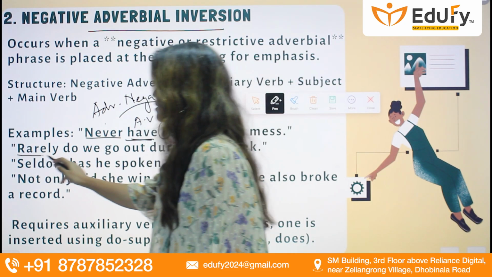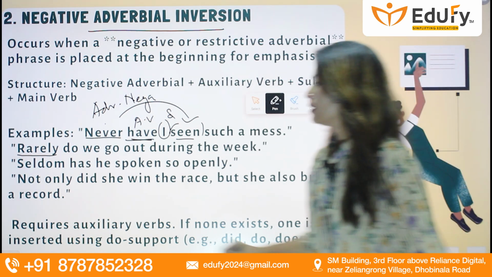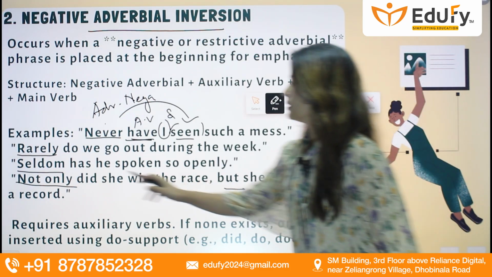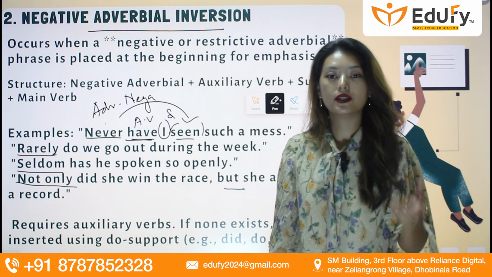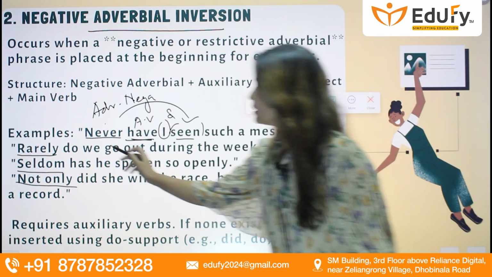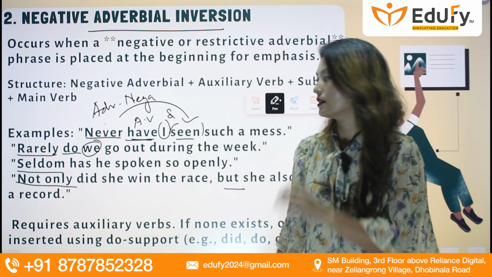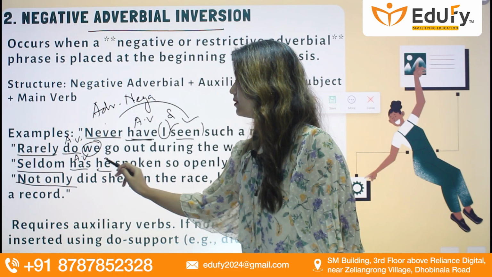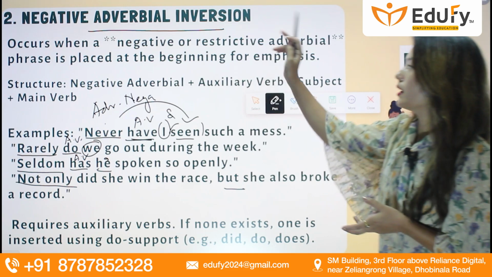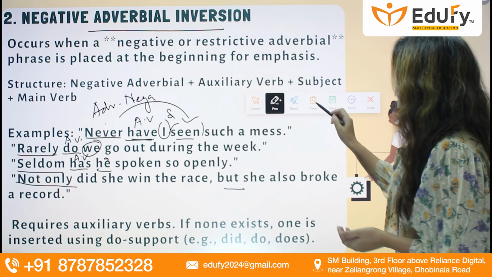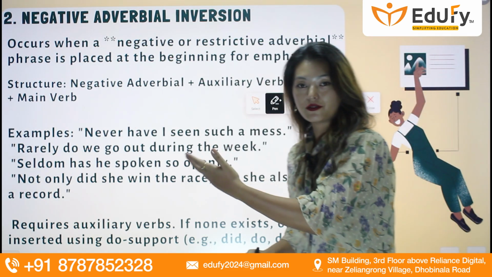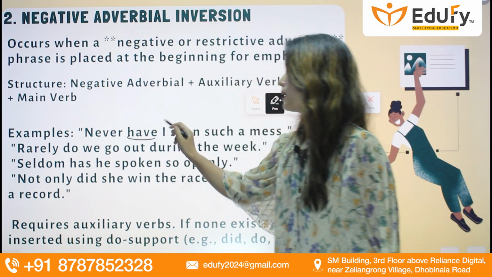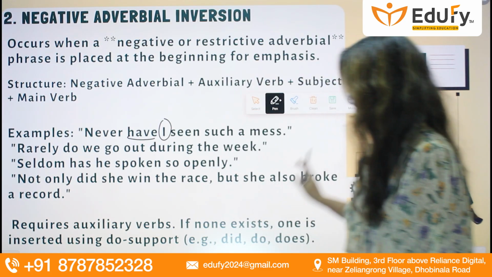In the second sentence also, you can see the word rarely, which is an adverb. Seldom, not only, but. So both of these are negative adverbs within the sentence. And therefore, what do we see? We see the subject coming after the auxiliary verb. Auxiliary verb and then the subject. So this is what we call the adverbial inversion. Whenever we see a sentence that has a negative adverb in the sentence, we will write the inverted form of the verb where the auxiliary verb comes before the subject. This should be clear in our head.